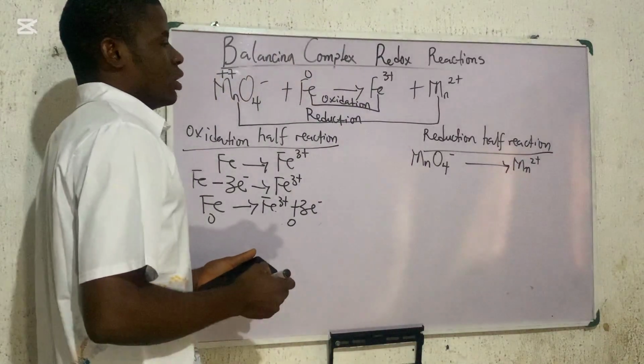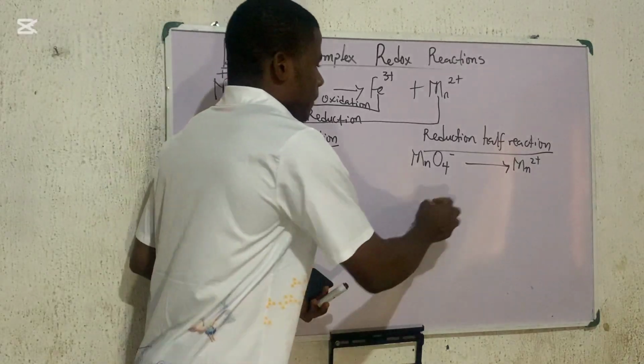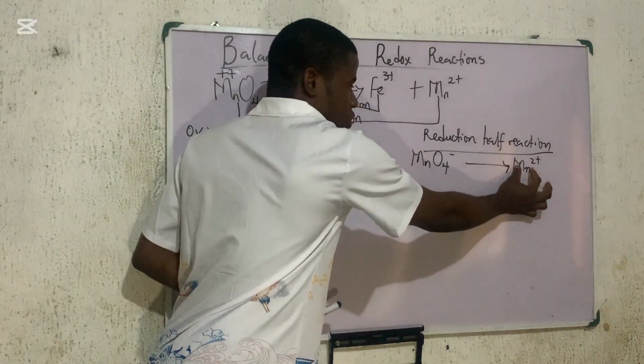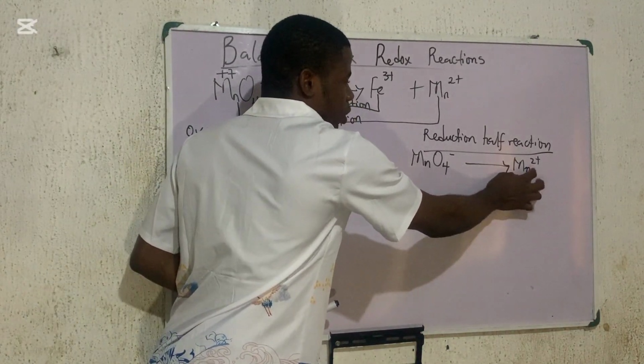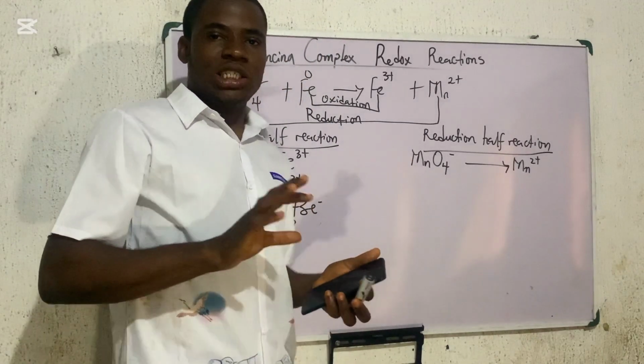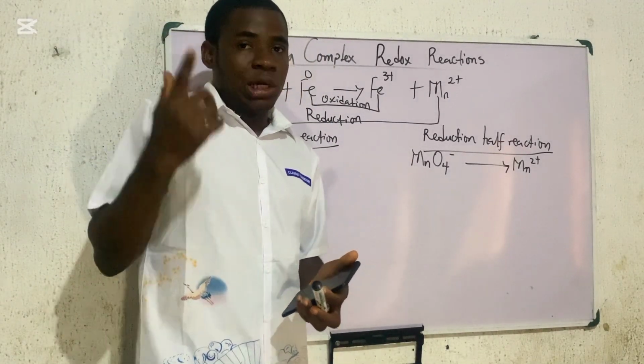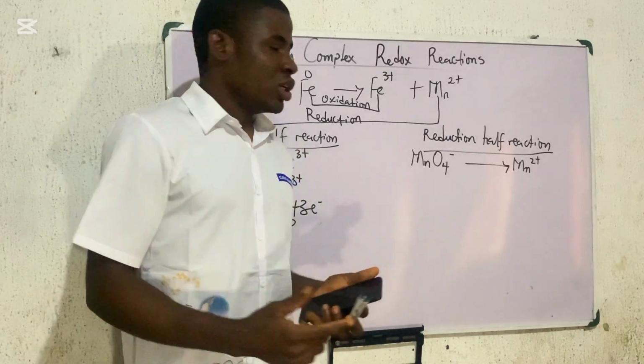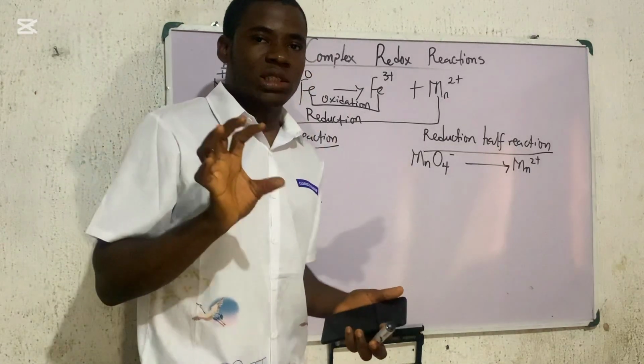Now we can see that manganese, watch out, in terms of moles, we have 1 mole or 1 atom of it. How many atoms of manganese do I have here? I have 1. So manganese is balanced. As in step 2, balance the given element. So balancing given elements, manganese is balanced.